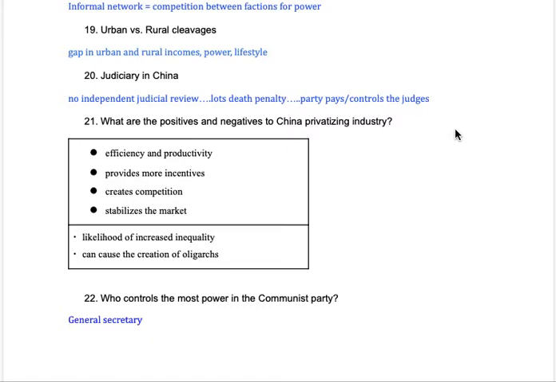Positives and negatives to China privatizing. Positives are efficiency, new products, more competition, and a stabilized market, but it does create some inequality and that oligarch system, the patron-client system, where those in power are just a few people who have all the power because of these private industries. And who controls the most power in the Communist Party? That is the General Secretary. The General Secretary becomes the President of China.